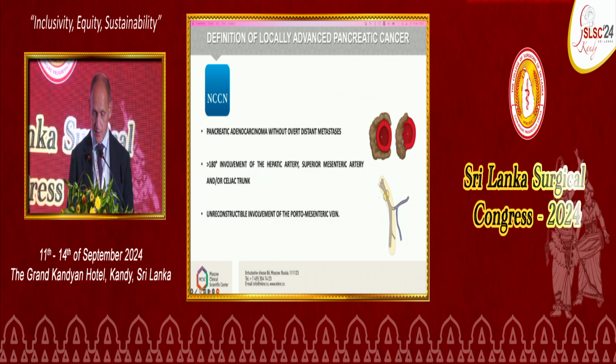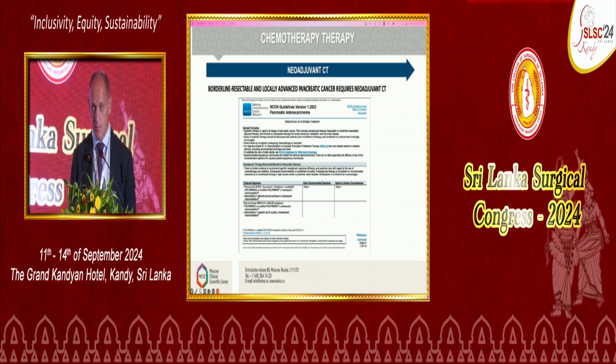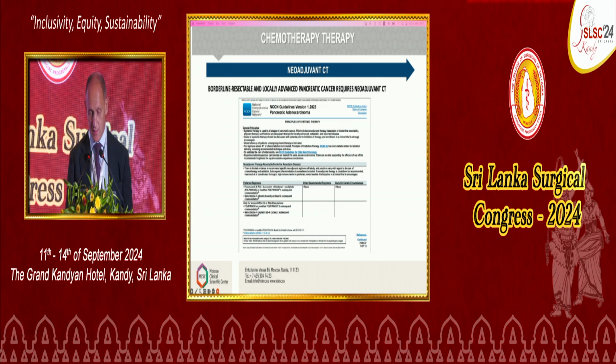Based on these definitions, there are recommendations that have also been mentioned in the previous talk, and we know that if we have a patient with borderline resectable or locally advanced cancer, we should start with chemotherapy. It's usually FOLFIRINOX or gemcitabine schemes, or some additional schemes based on positive genetic testing for BRCA1, BRCA2 mutations, and some others.